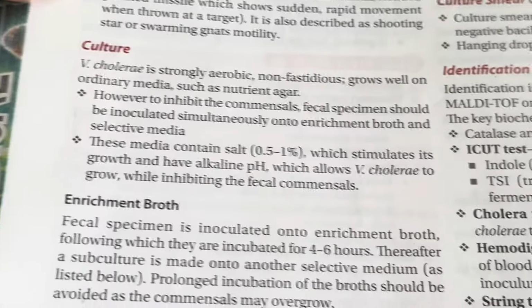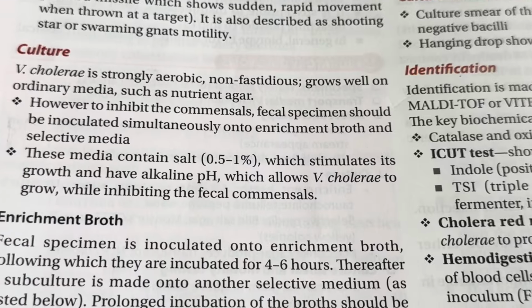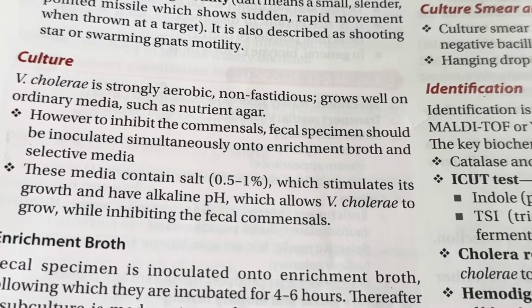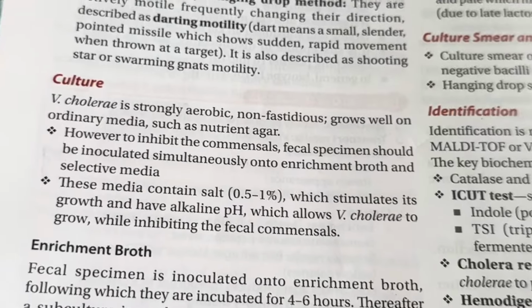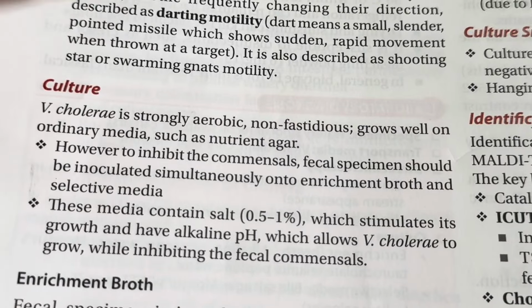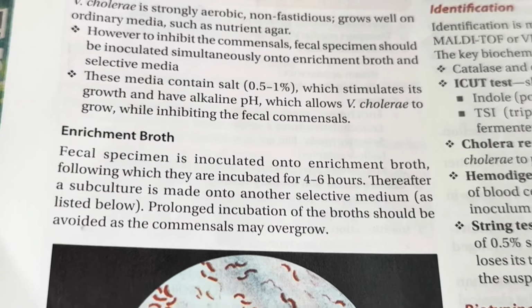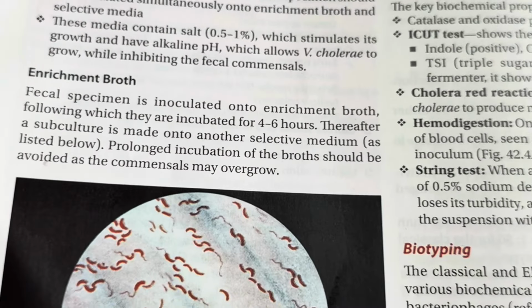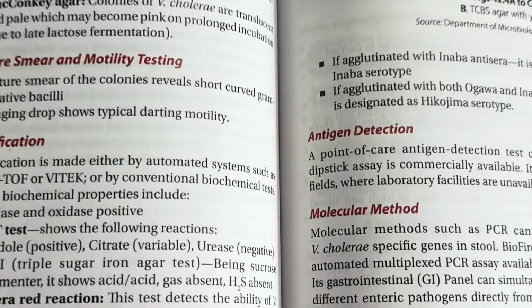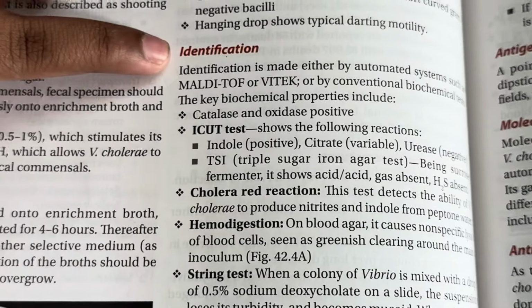Then as for the culture, it can be cultured in a media containing salt of 0.5 to 1%. It will stimulate the growth, and alkaline pH will allow the Vibrio cholerae to grow, inhibiting fecal commensals. Enrichment broth can also be used. There is a bit more about all the lab diagnosis.